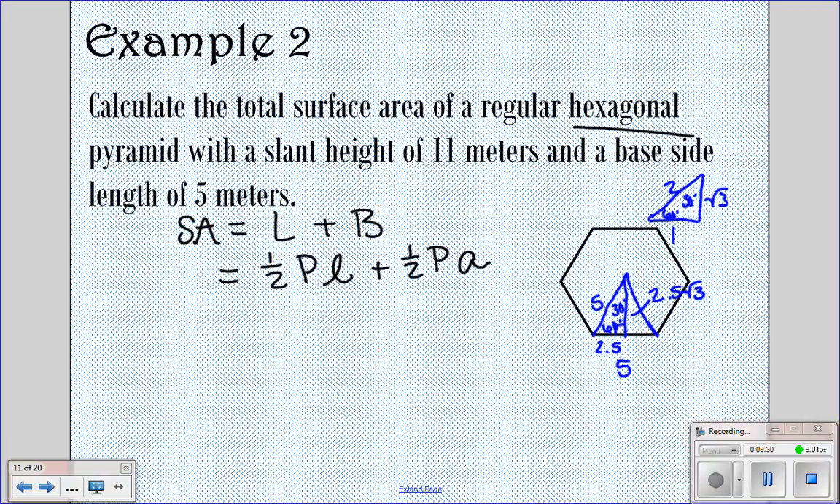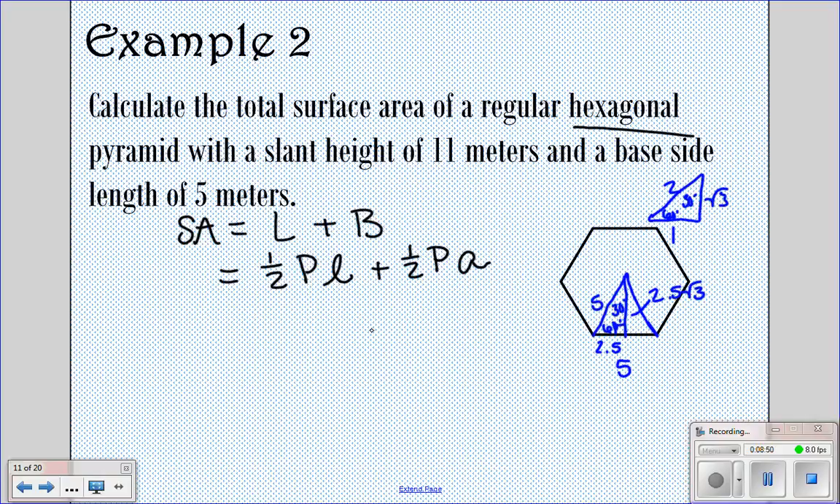And so you can set up ratios if you would like, or we can take this 1 and multiply it by 2.5 to get to 2.5. So each side just gets multiplied by 2.5. So the square root of 3 times 2.5 is 2.5 square root of 3. And then 2 times 2.5 is 5.